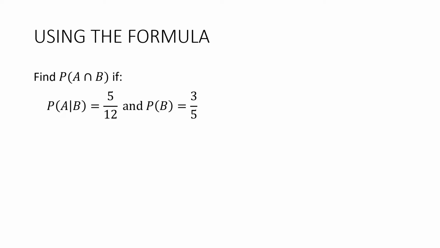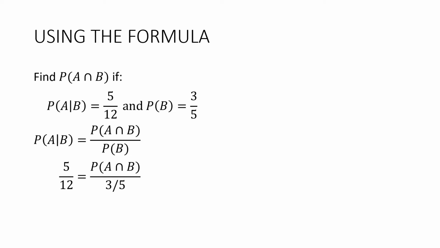But of course sometimes we do have to use the formula because we're given no context, and the formula is given for you in the formula booklet. So find the probability of A intersection B if the probability of A given B is 5/12 and the probability of B is 3/5. Alright, there's our formula. Let's substitute it in, and the probability of A intersection B must be 5/12 times 3/5, which is 1/4.